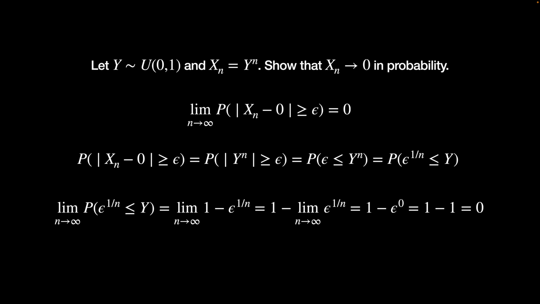Then from there, we can move our limit around a bit. And since we have epsilon to the power of 1 over n, we know that that becomes epsilon to the power of 0 as n approaches infinity. And then we're done.